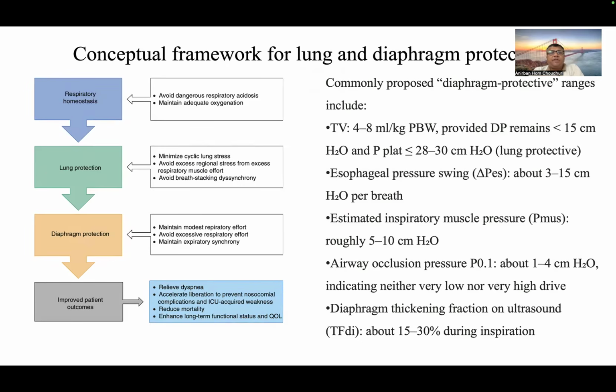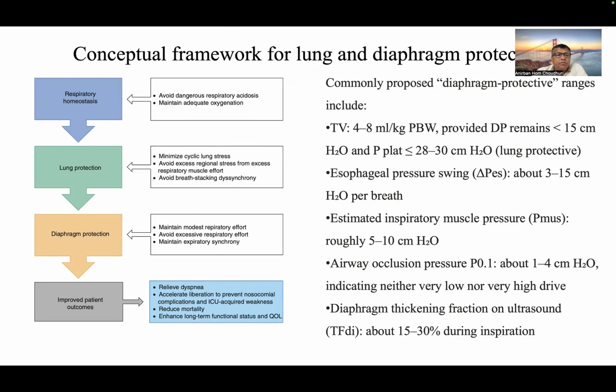So the conceptual framework for lung and diaphragm protection: now we know the causes of injury and the causes of strain, and we look at 4 stages. One is respiratory homeostasis, where we try to avoid dangerous respiratory acidosis while maintaining adequate oxygenation. In the second stage, we go for lung protection, where we try to minimize the cyclic lung stress, avoid excess regional stress from excess respiratory muscle effort, and avoid breath stacking dyssynchrony.